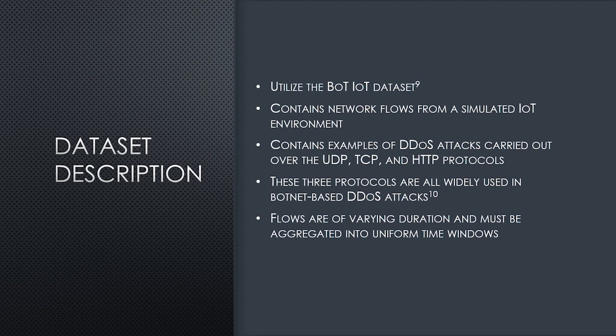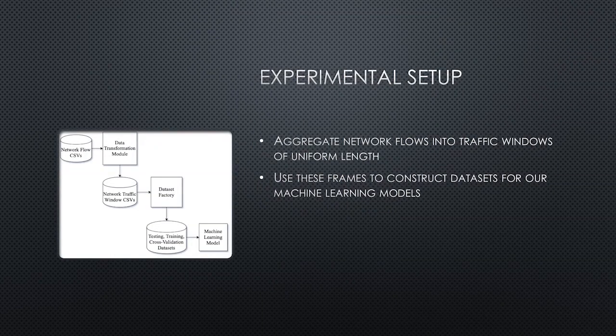However, an issue we had to contend with while using this dataset is that the network flow information it contains varies in duration from fractions of a second to over half an hour, meaning it would not provide us data in the uniform intervals of time our system is designed to work with. To overcome this issue, we implemented a data pipeline which aggregates the data from the BOT IoT dataset into discrete and uniform windows of time.